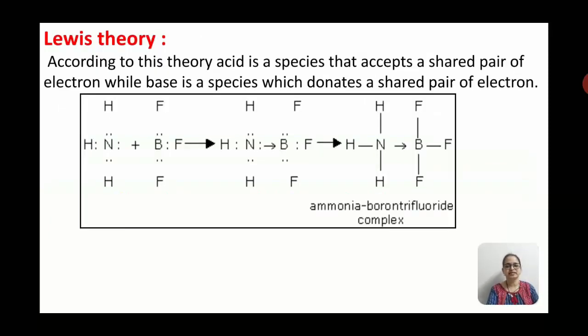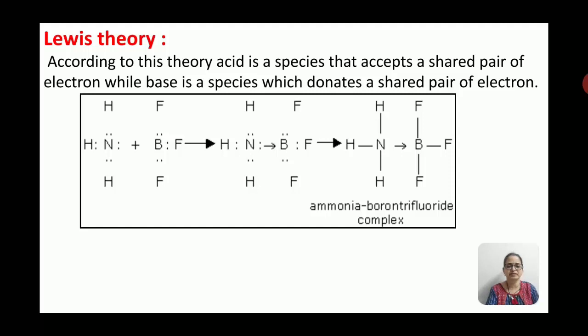Now this is the third theory, that is Lewis theory. According to this theory, an acid is a species that accepts a shared pair of electrons, while a base is a species which donates a shared pair of electrons. Mentioned example, that is ammonia, when it is reacting with boron trifluoride, forms the ammonia boron trifluoride complex.